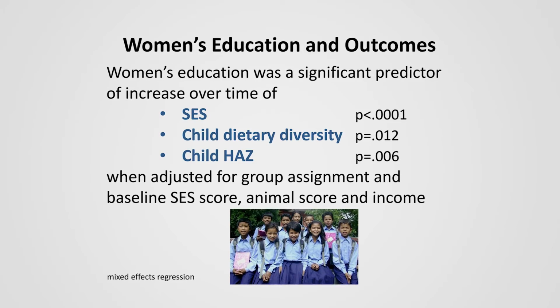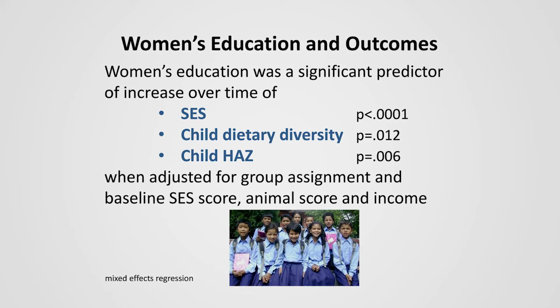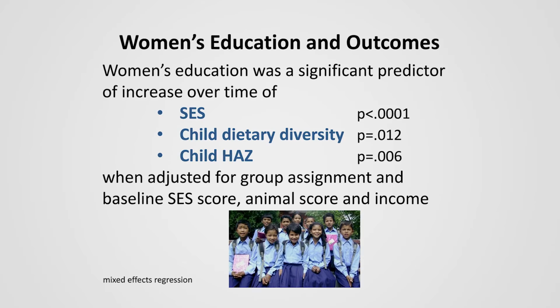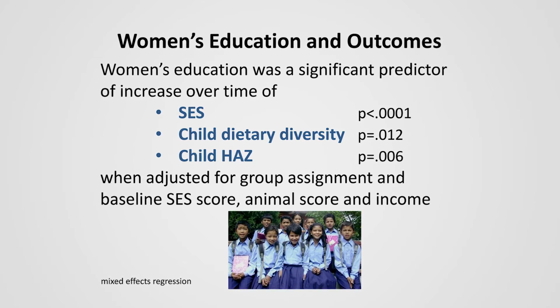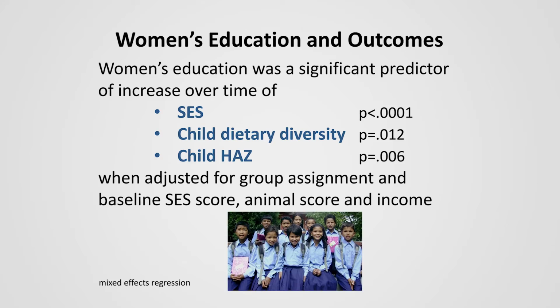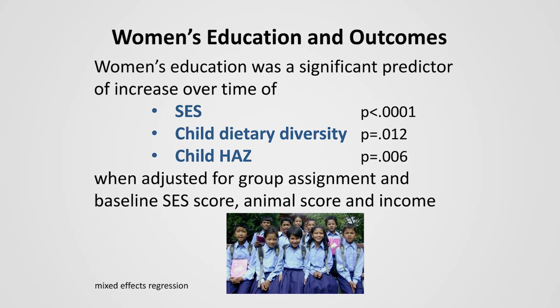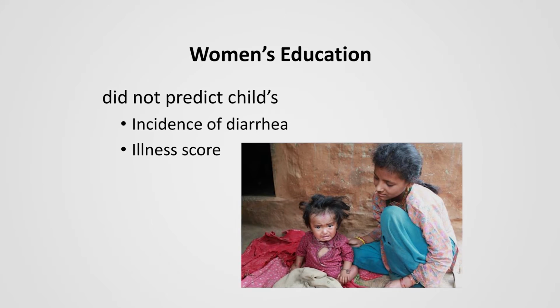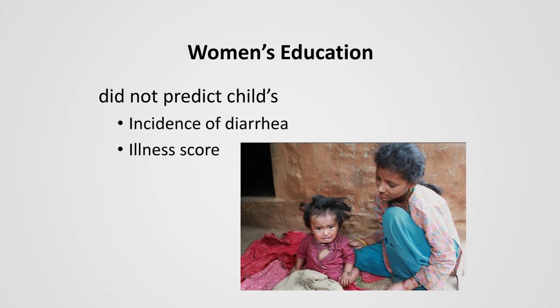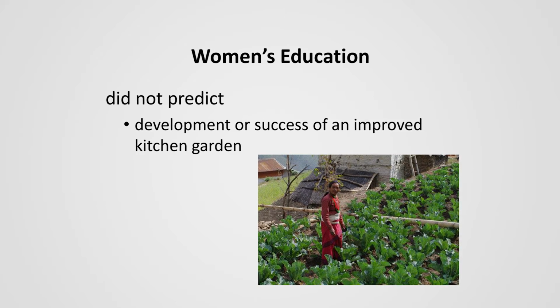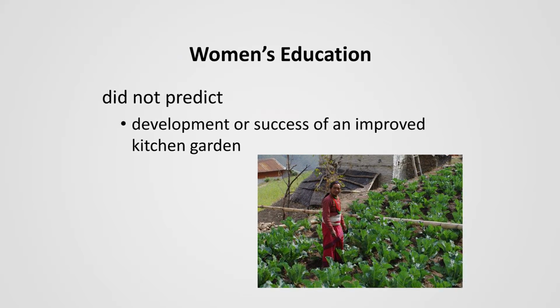In a regression analysis, we found that women's education was a significant predictor of increase over time of SES, child dietary diversity, and child HAZ score when adjusted for group assignment, baseline SES score, baseline animal score, and baseline income. And we did not find that there was a relationship between women's education and the incidence of diarrhea, the child's illness score, the development or success of improved kitchen gardens, and other facets of the intervention.